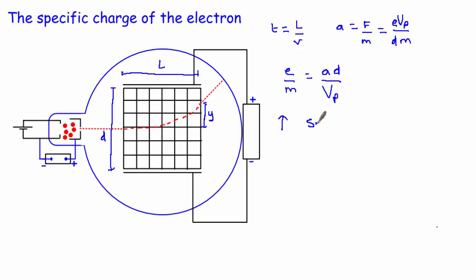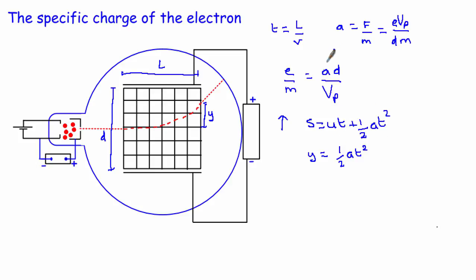If we think about this, then if we just use s equals ut plus a half at squared, then we can think about what's going on here. So s, if we're thinking vertically, is the distance it moves upwards, so that's y. That's equal to ut. Well, when it first came into here, the vertical component was 0, so that's gone. That's equal to a half times the acceleration multiplied by the time squared.